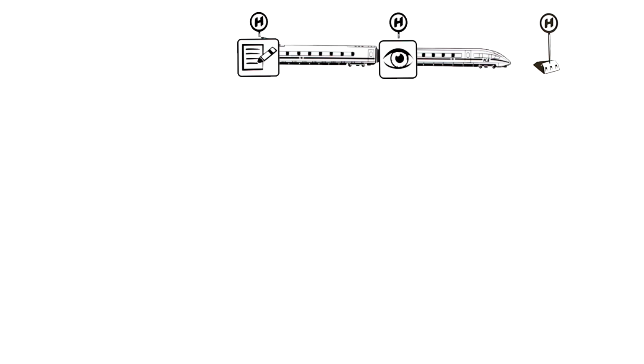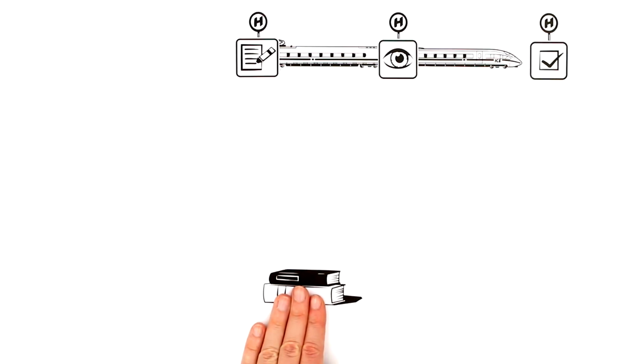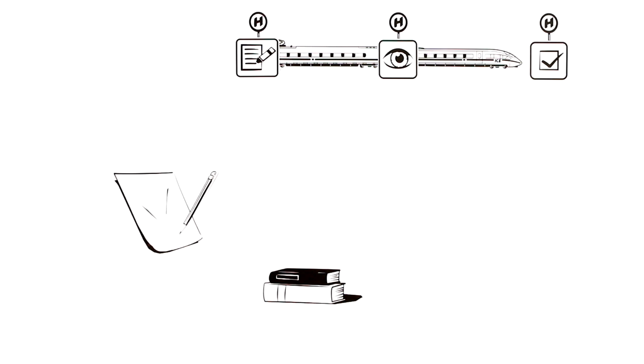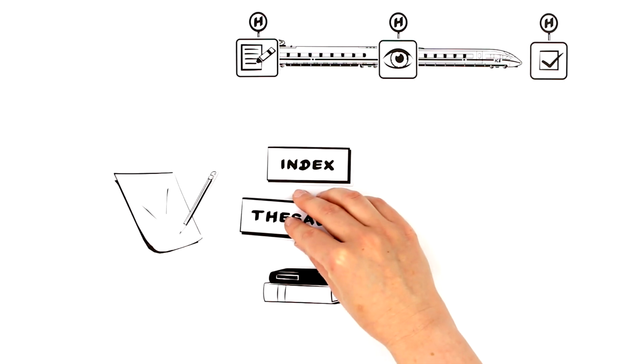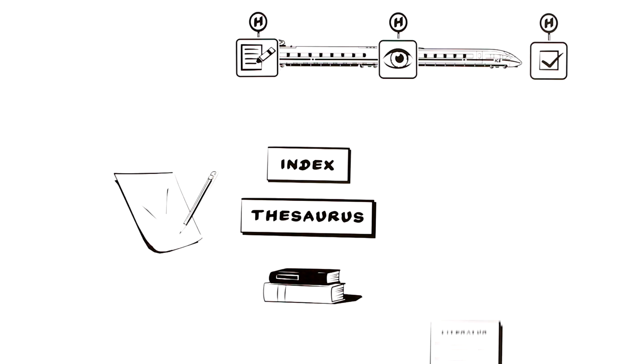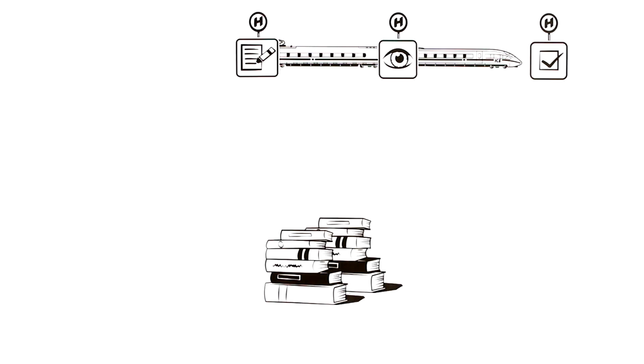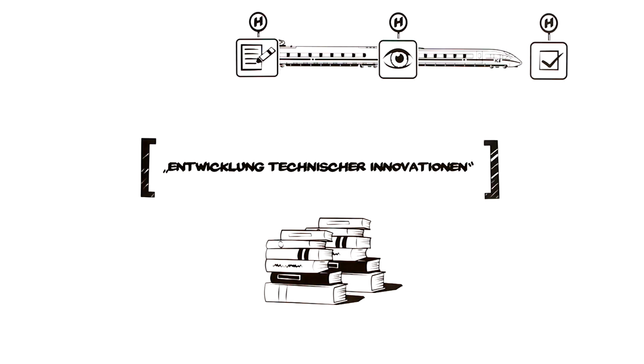The third and last stop is evaluation and further processing of the results. If you've found too little literature, you should check your word list, use the index and the thesaurus, or follow up references in the literature that you have found. If you have too much literature, it's advisable to further restrict the subject or the search.